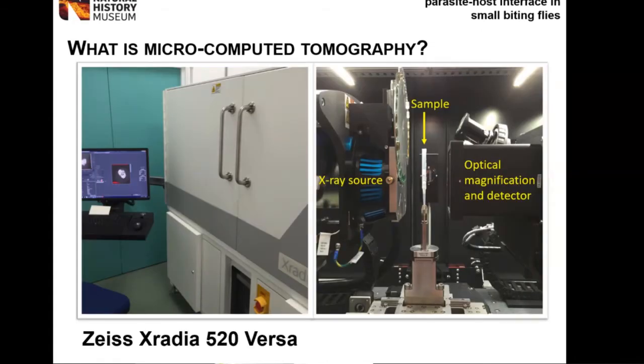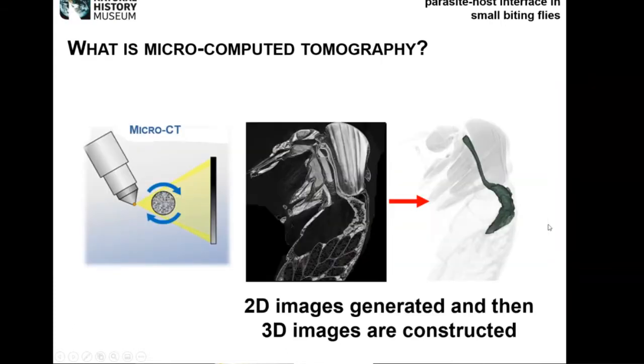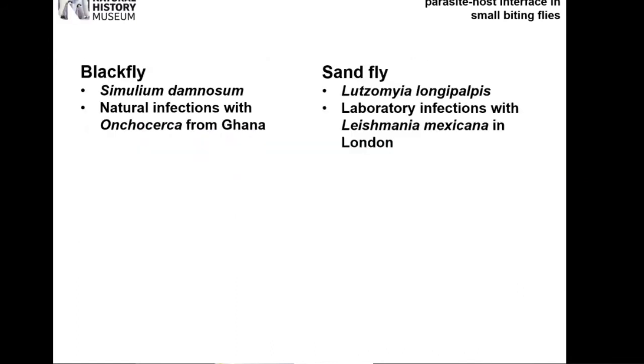And this is the actual CT scanner that we used. You can see the X-ray source here, our sample in the middle, and then the optical magnification and a detector over on the right-hand side. Basically the output are 2D images, which can then be reconstructed as 3D images, and we'll look at that in more detail in a moment.